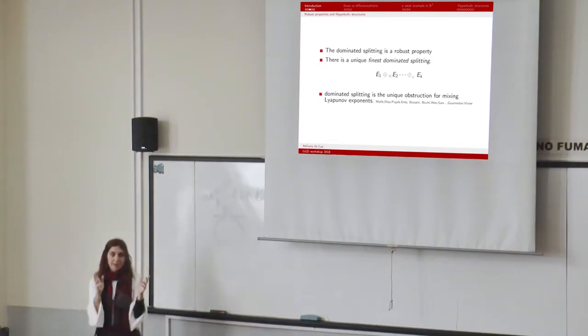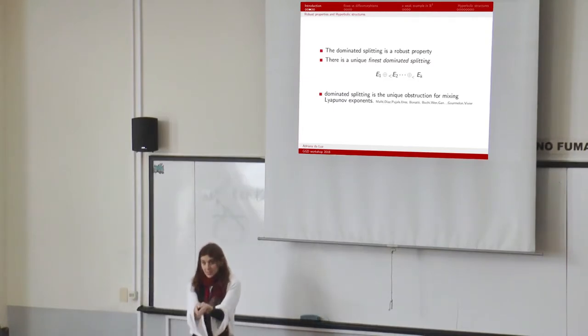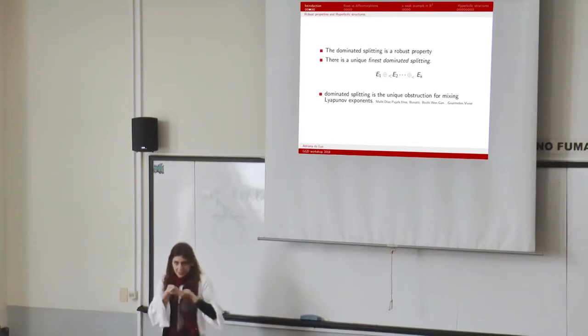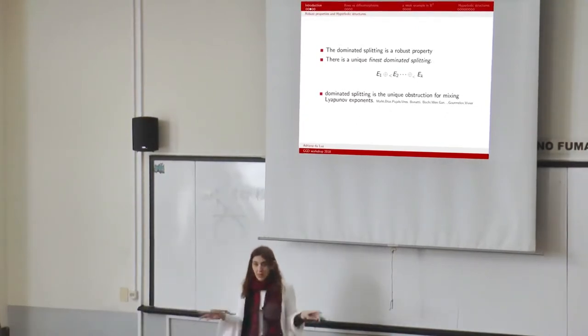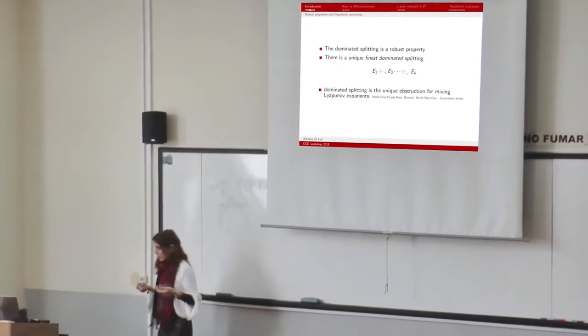So this is a property that you can detect by looking at one system. And if this system has it, okay, then all the systems nearby have this robust property. But if this system doesn't have this property, then the neighbors don't have any shared property that you can say.